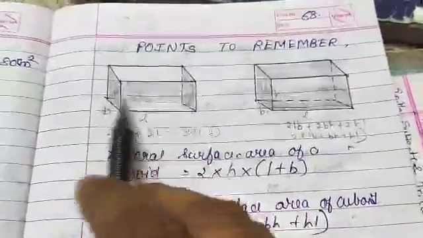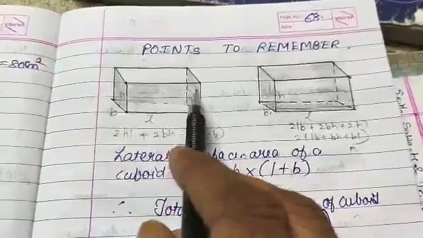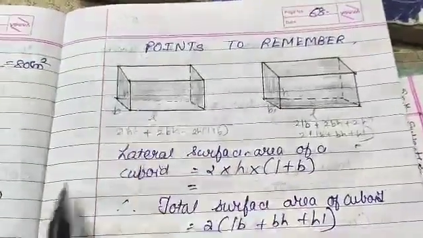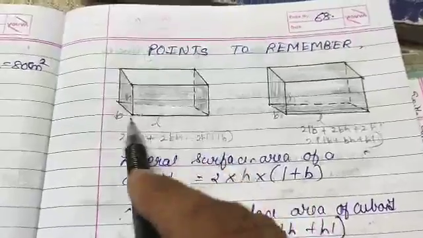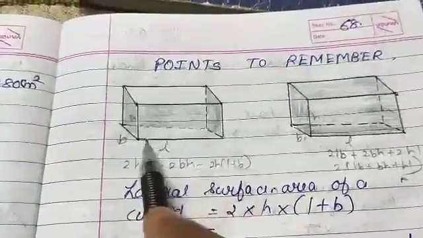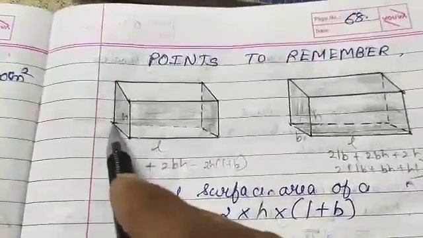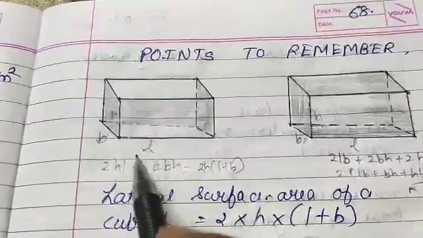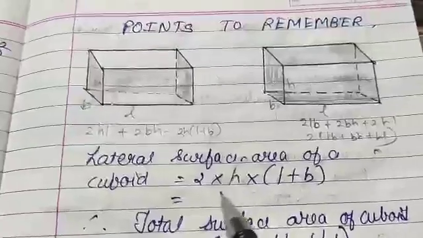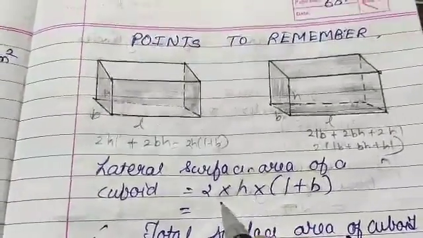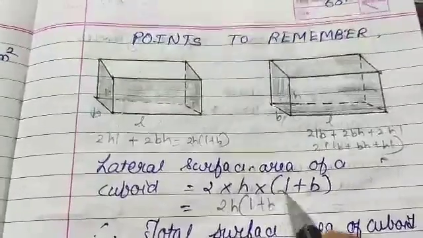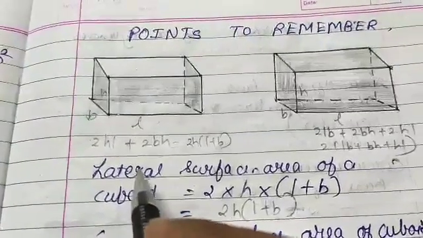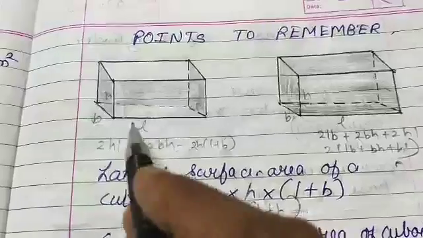If we observe this figure, the front surface and the back surface are there, but the top and bottom surface is not there. So let us understand the dimensions. This is the longest side, that is length, this is breadth, and this is height. So if we observe minutely, the formula of lateral surface area of a cuboid is 2h(L plus B). Now let us see how we get this value.